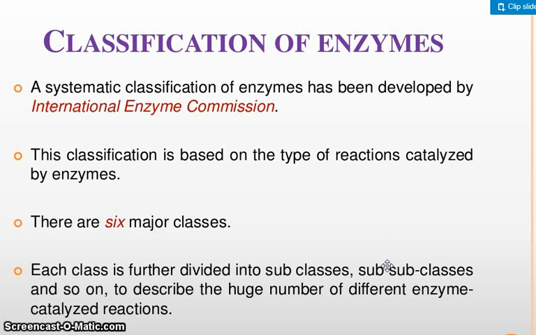Now, classification of enzyme. A systematic classification of enzyme has been developed by the International Enzyme Commission. This classification is based on the type of reactions catalyzed by enzyme. There are 6 major classes. Each class is further divided into subclasses and so on to describe the huge number of different enzyme catalyzed reactions.